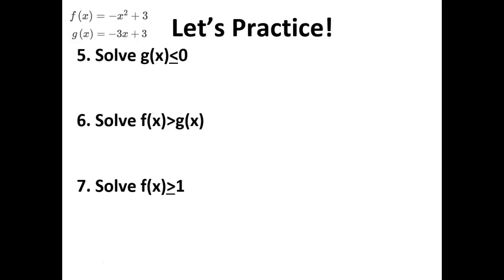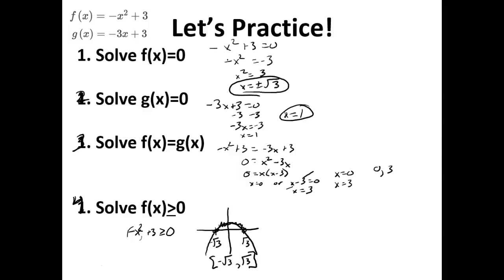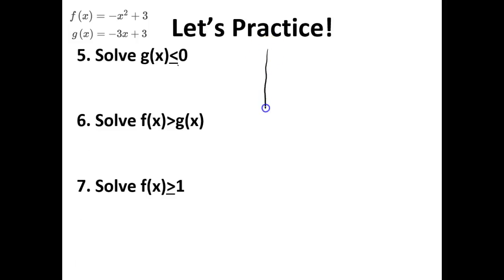Using these same sets of problems, solve where g of x is less than or equal to 0. Well, we already figured out where it's equal to 0. So in this part, we found that it's equal to 0 at x equals 1. On a graph, when x is 1, this is going to be 0. It's neither up nor down. That's when negative 3x plus 3 is equal to 0. This is a line. It's got a negative slope, so it's going to be going down, and it has a y-intercept of 3.